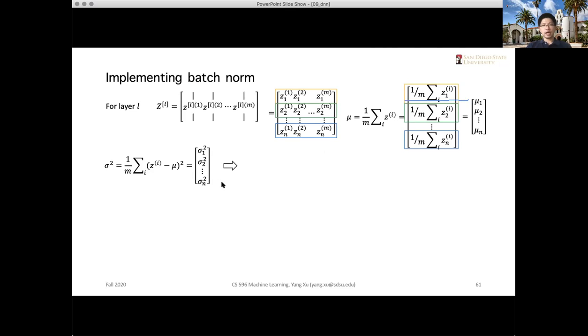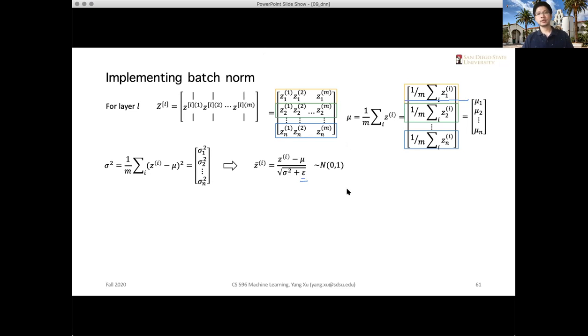Okay, so after we have the mu's and the sigmas computed, we'll use them to normalize the original z's, right? So mu will be subtracted from each z and then normalized by the square root of sigma square plus some small number epsilon to avoid the divide-by-zero error here. Okay, so that's how we get the z bars.